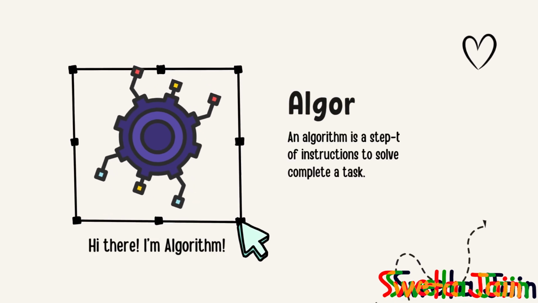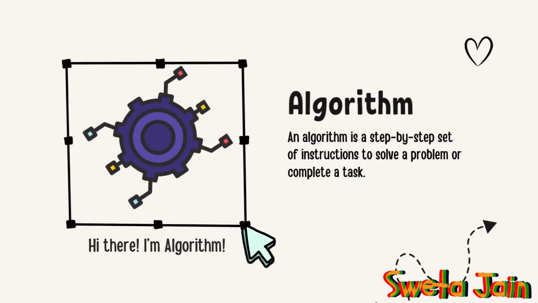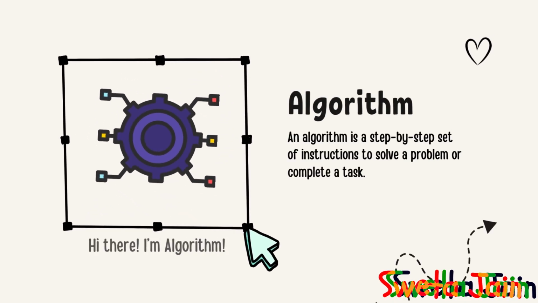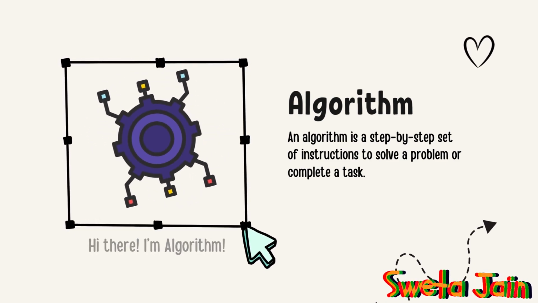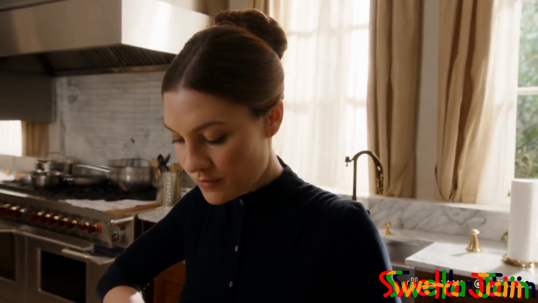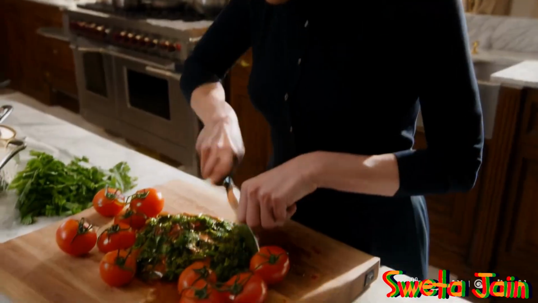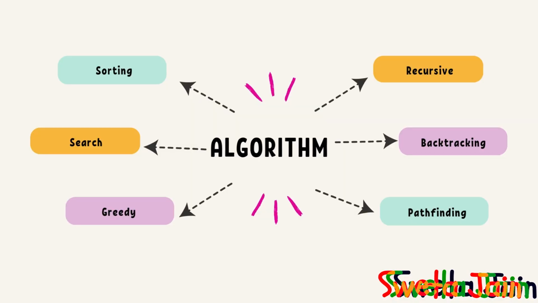An algorithm is a set of step-by-step instructions used to solve a problem or complete a task. It's like a recipe that tells you how to cook something or a map that shows you how to reach a destination. Computers rely on algorithms to efficiently solve problems and perform tasks. Here are some important categories of algorithms, along with their definitions and explanations.